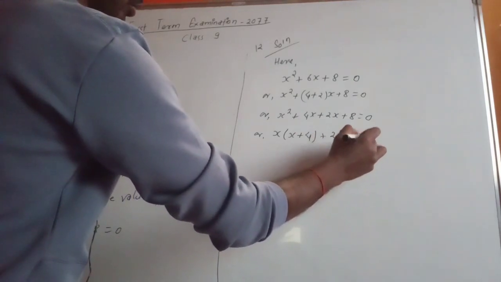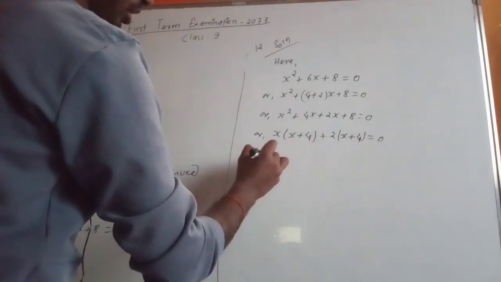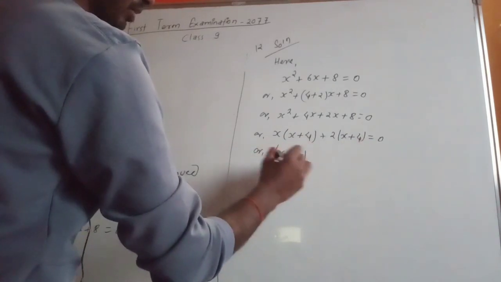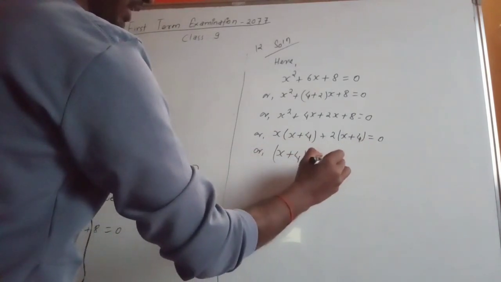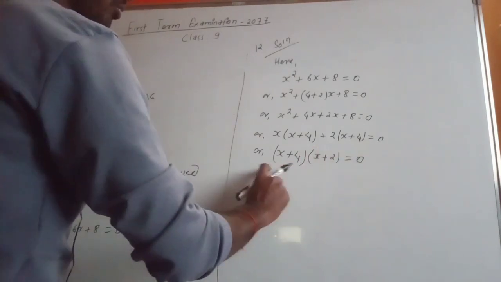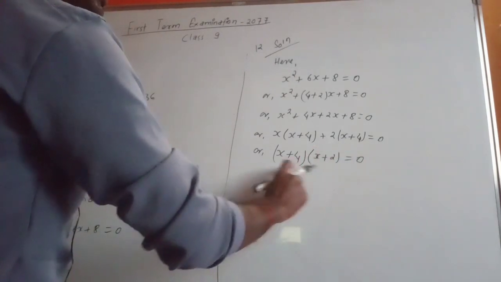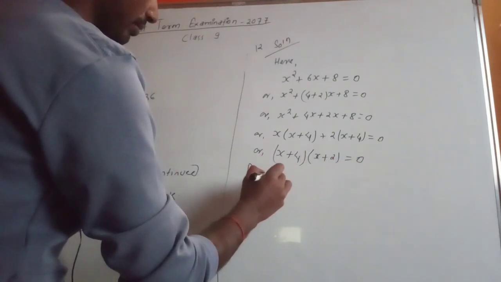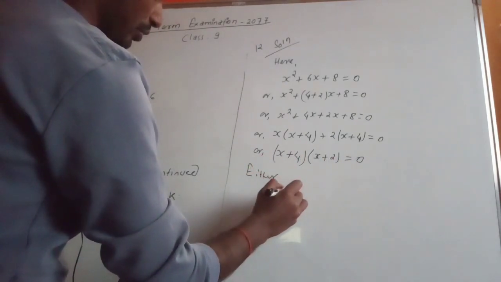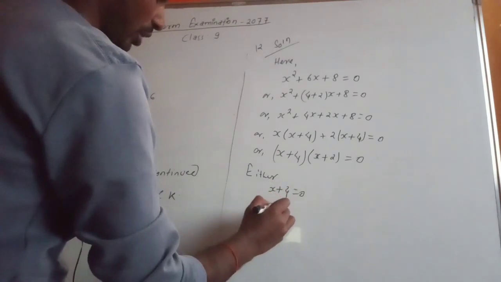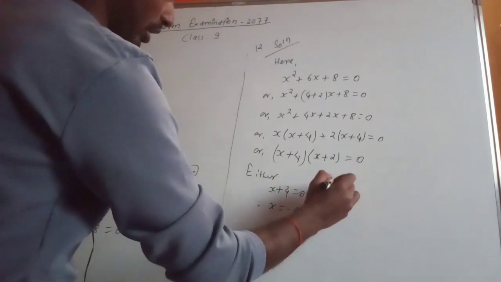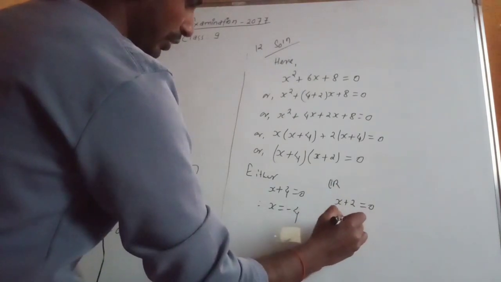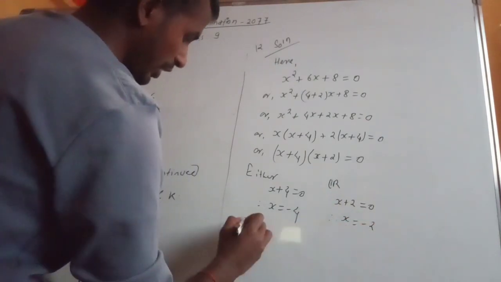x plus 4 equals 0. Then common between these two terms is x plus 4. Then remaining in the first term is x, plus 2, equals 0. Product of two numbers is 0, means either the first number equals 0 or the second number equals 0. Either x plus 4 equals 0, therefore the value of x is minus 4. Or x plus 2 equals 0, therefore x equals minus 2.